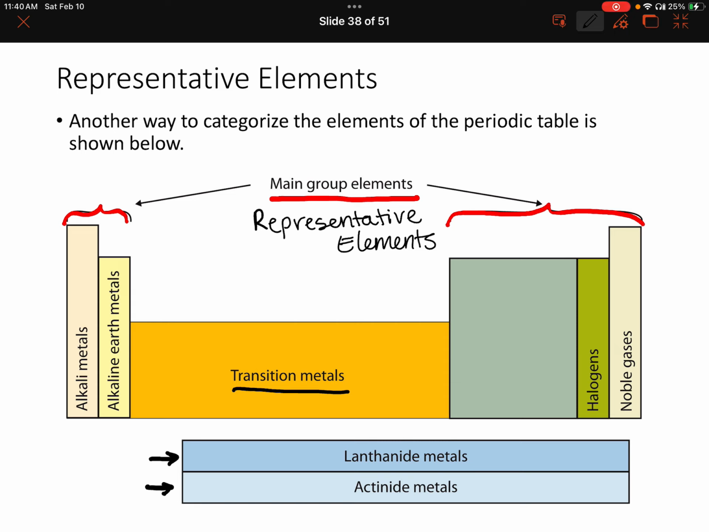So we're really going to deal with those main group elements, and you'll notice that the first 2 columns have specific names, and the last 2 columns have specific names. So let's go over those. But first, let's talk more about the number of rows and the number of columns.